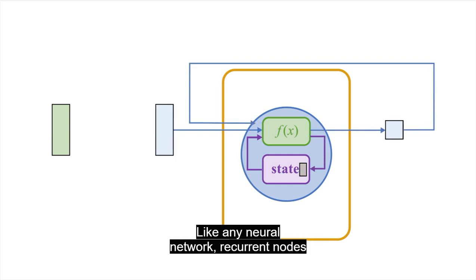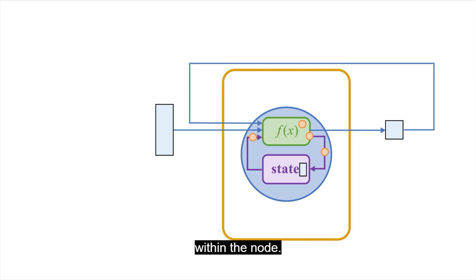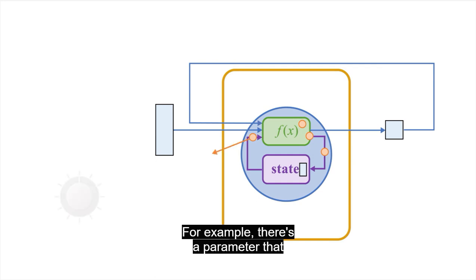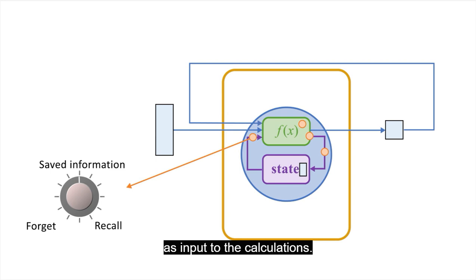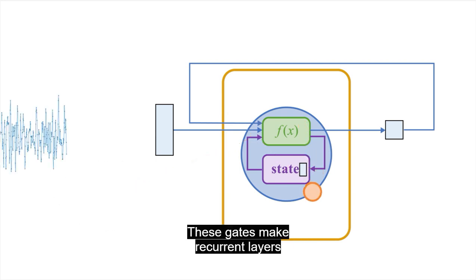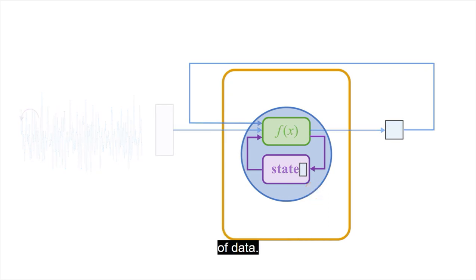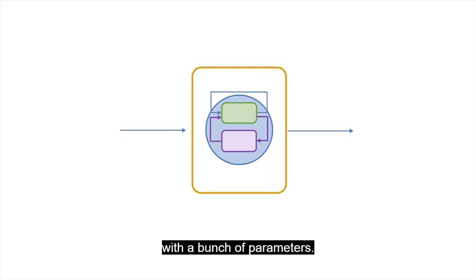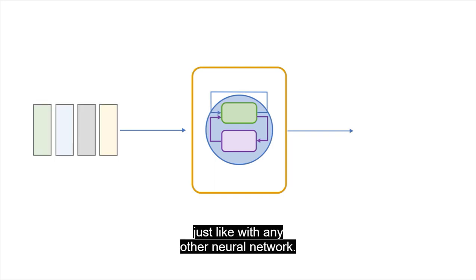Like any neural network, recurrent nodes have parameters that determine how the inputs are used in the calculations. However, they also have parameters called gates that control the flow of information within the node. For example, there's a parameter that controls how much the saved state is used as input to the calculations. These gates make recurrent layers better at learning the complex interdependencies in sequences of data. Ultimately, they're still just a node with a bunch of parameters. And these parameters are learned during training, just like with any other neural network.